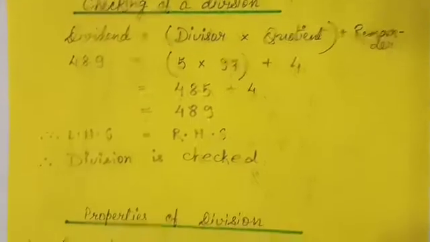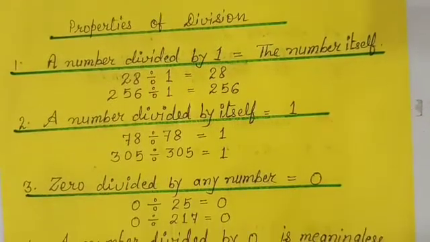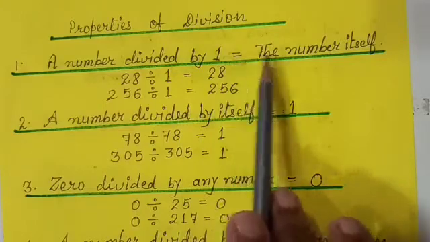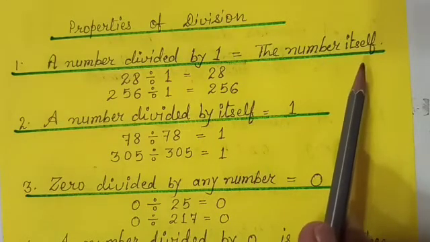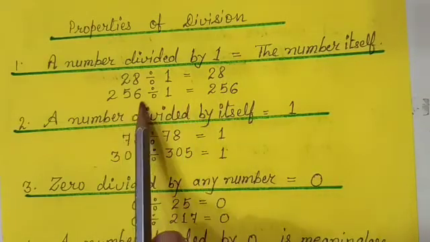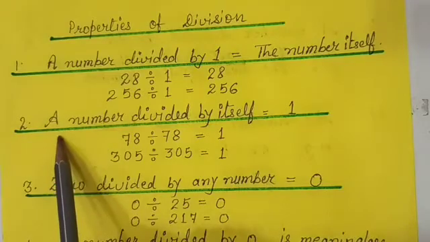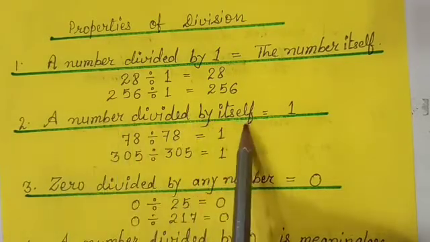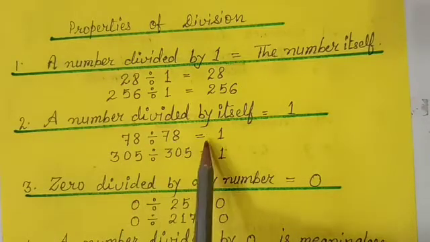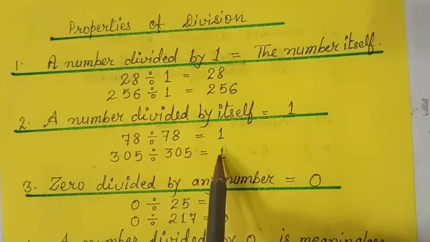Now see the properties of division. There are a few properties of division. First of all, a number divided by 1 is equal to the number itself. Therefore 28 divided by 1 is equal to 28. 256 divided by 1 is equal to 256. Second property is saying that a number divided by itself is equal to 1. Therefore 78 divided by 78 is equal to 1. 305 divided by 305 is equal to 1.